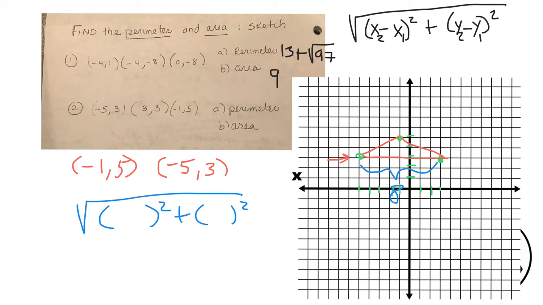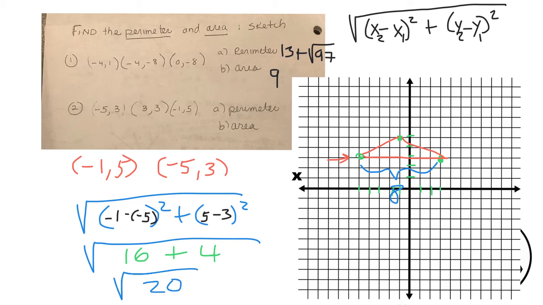Okay, so filling it in, we're going to have -1 minus, careful, -5, and then 5 minus 3. And working that out gives us -1 minus -5 is really -1 plus 5, which is 4. And 4 squared is 16. So it's going to be 16 plus 5 minus 3 is 2, and 2 squared is 4. So what we have on our hands here is radical 20. So that right there, radical 20.